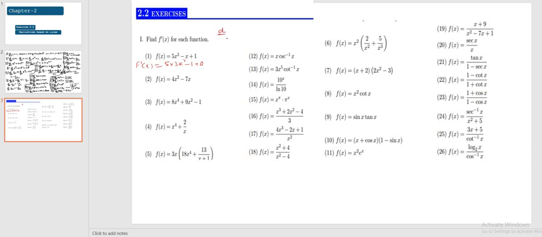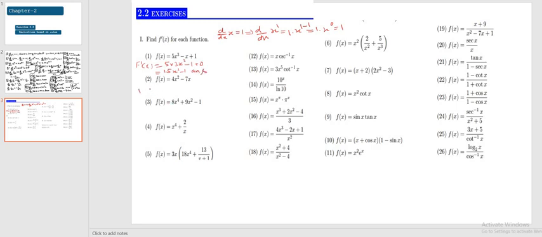d/dx of x is 1. Why? Because x is given as x power 1, so in place of n it is 1 into x to the power n minus 1. When you simplify, it is 1 into x to the power 0, and x to the power 0 means 1. So that's why d/dx of x is 1. This is your answer: 15 x power 2 minus 1. This is the answer of question number 1.